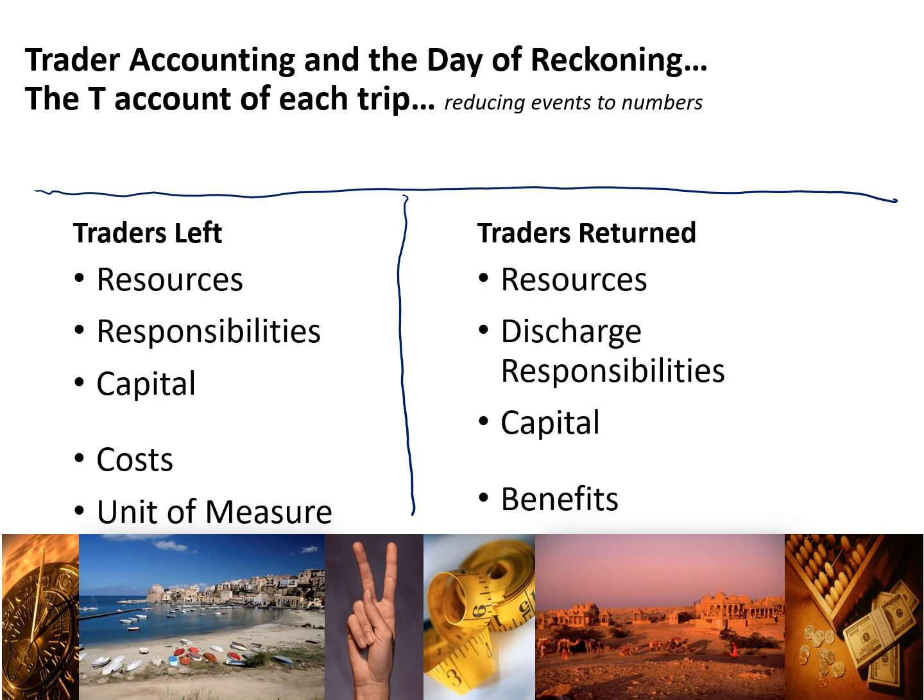And so the other side of the T account was when they returned with different resources that then discharged the responsibilities to the merchants, or the liabilities were settled up. And what was left was the trader's capital, or the benefits they derived from the trip. So this T account of each trip, where we reduced the events to numbers, was the day of reckoning.